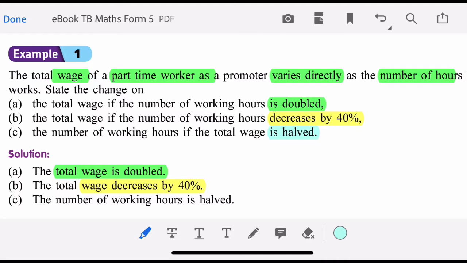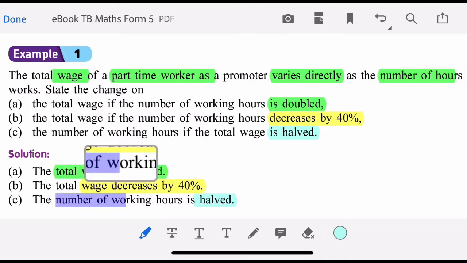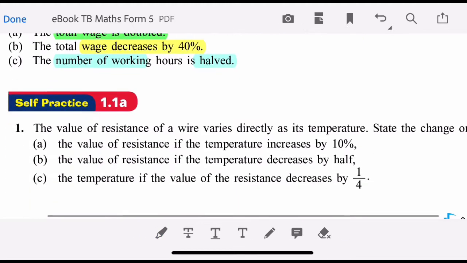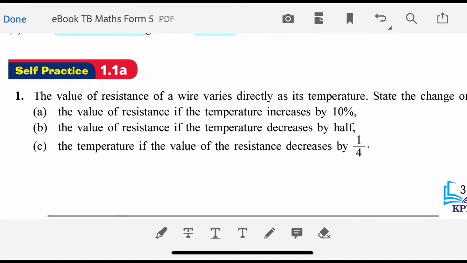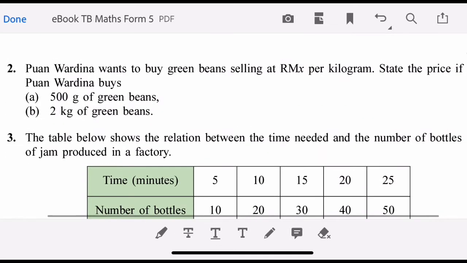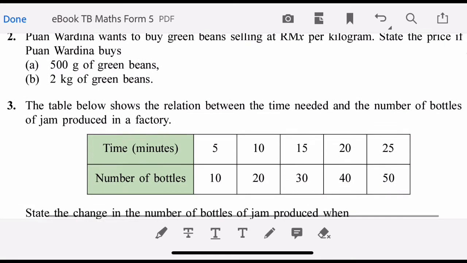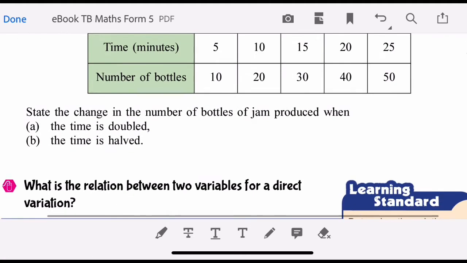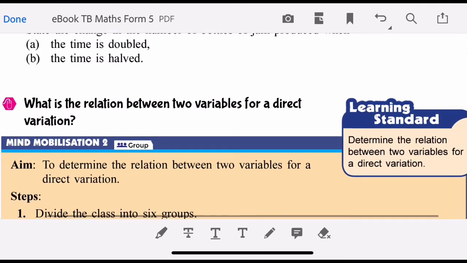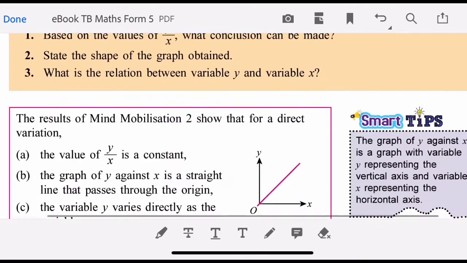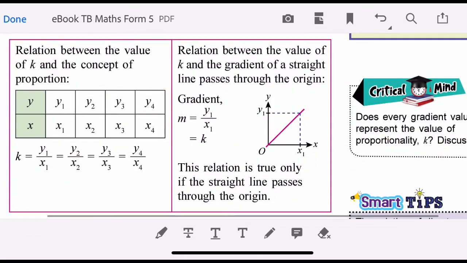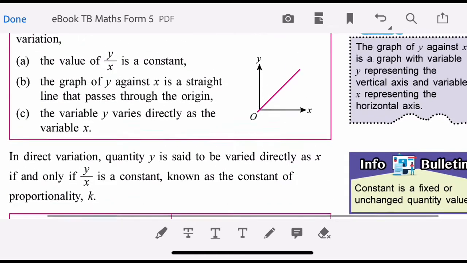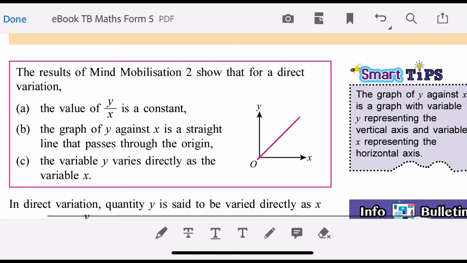If the total wage is half, then the number of working hours also follows, right? So this is actually quite a simple example. You may go through the example, and I will share with you the video teaching conducted by US teachers later, so that you can have a better understanding of direct variation, and also inverse variation.